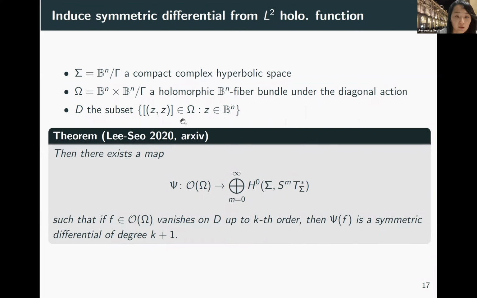On the other hand, what I said until now is that if there exists a symmetric differential, then we can construct the holomorphic function. Then we can ask the converse. For example, here we could show that there exists a map from the set of holomorphic functions to the symmetric differentials. And if this F vanishes on the diagonal up to order k, and if this F does not vanish at order k plus 1, then the image should be a symmetric differential of degree k plus 1.